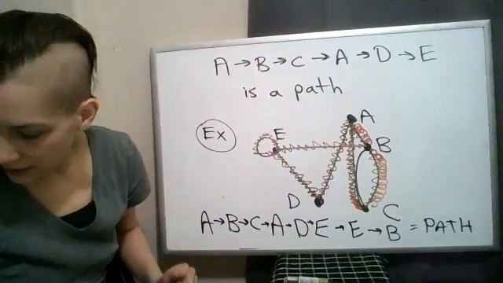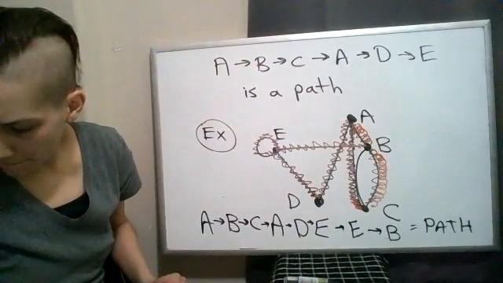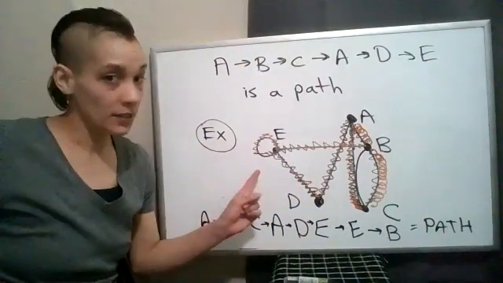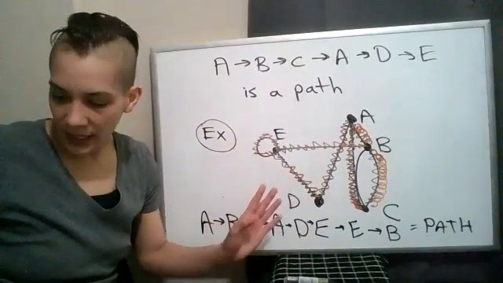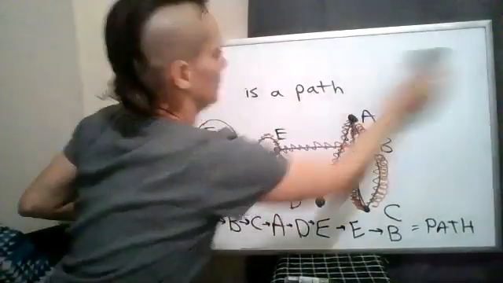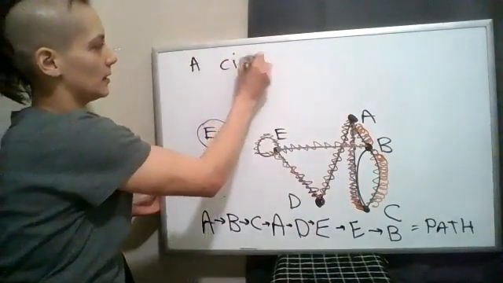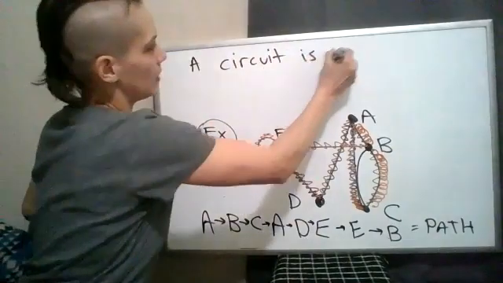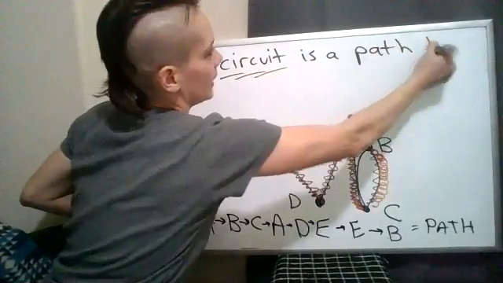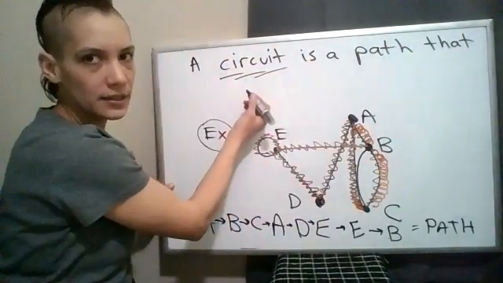Let's see what else is in here. Okay, we're going to use the same graph, but we're going to jump to finding a circuit. So, a circuit is a path that ends where it starts, or starts where it ends.